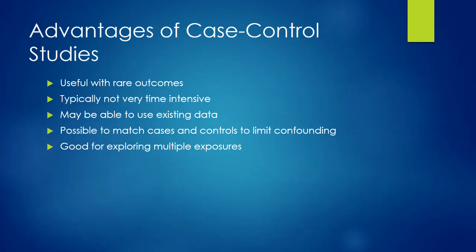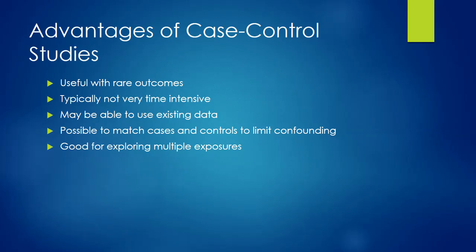You might be able to use existing data to do the entire study. You can also match cases and controls to limit confounding. So for example, for every case, you might find one or two controls who are the same age and sex, and so then you know that age and sex wouldn't be confounding the association between the exposure and outcome that you're looking at. Case controls are also nice because you can look at multiple exposures.